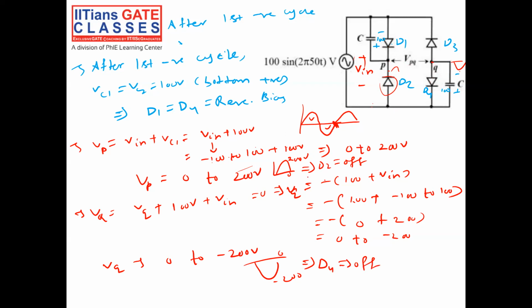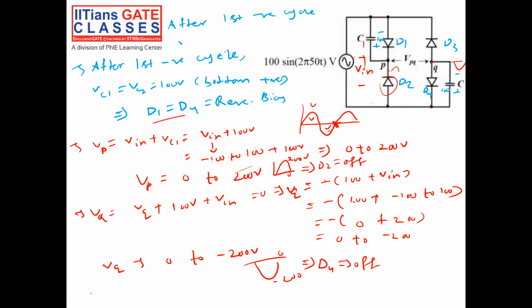So after the first negative cycle, what will happen? Since the capacitors C1 and C2 are charged to 100 volt, that makes D1 and D4 reverse biased. Also, since VP is varying from 0 to 200 volt, diode D2 will be off. Since VQ is varying from 0 to minus 200 volt, D4 will be off. So in short, what is happening, guys? After the first cycle, means first positive and first negative cycle, all diodes will be off.